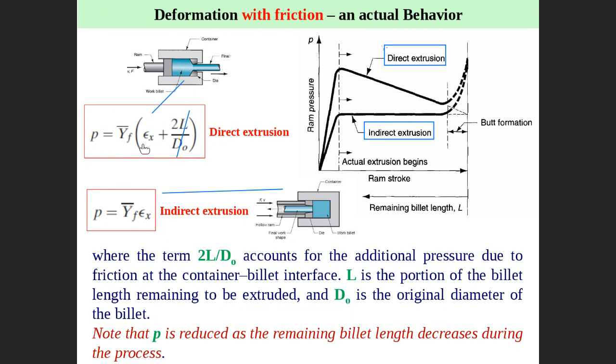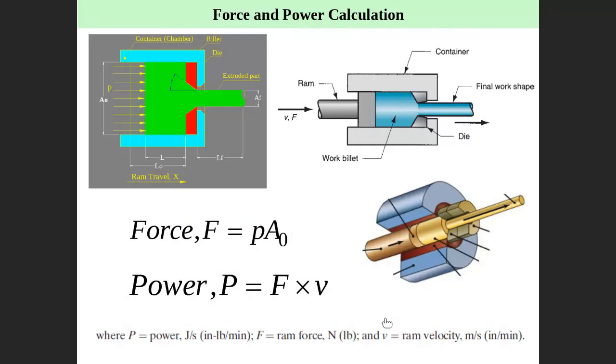So these are the two equations, one for indirect extrusion and this one for direct extrusion. Then you need to know what the process is. If the process is direct extrusion, then you use the first equation. If the process is indirect extrusion, you use the second equation. Right? This is the difference between the case of direct and indirect extrusion.